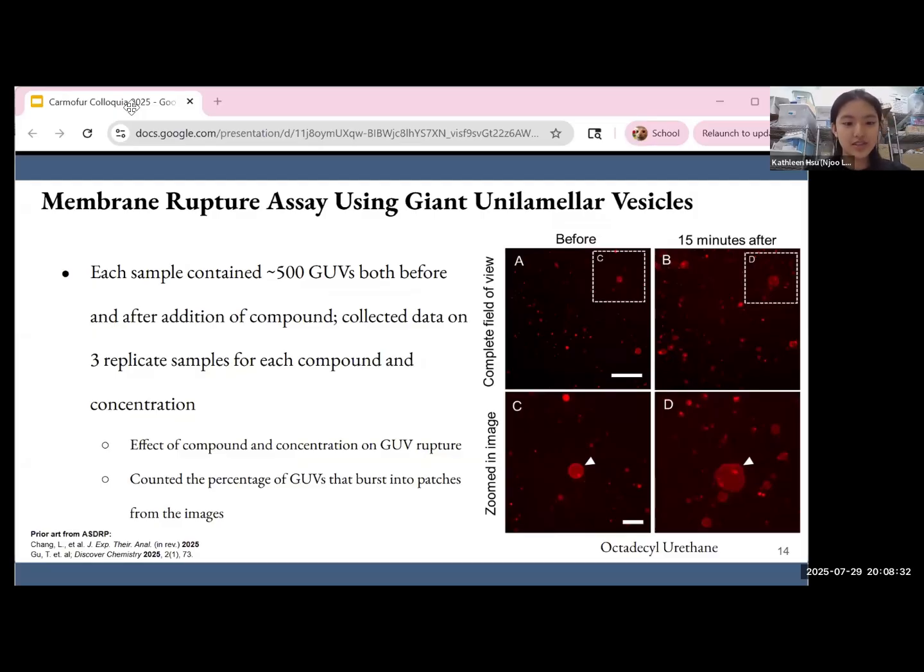So, using these GUVs, the Posi Lab conducted a series of membrane rupturing assays. By taking before and after photos of the GUVs with our compounds at different concentrations and at different time points, they were able to quantify the percentage of GUVs ruptured by our analogs. So, if you look at the 4 panels on the slide, specifically the zoomed in images, after the addition of the octadecyl urethane, the GUV, which was originally very round and circular in panel C, began to look really patchy in panel D, signifying its rupture.